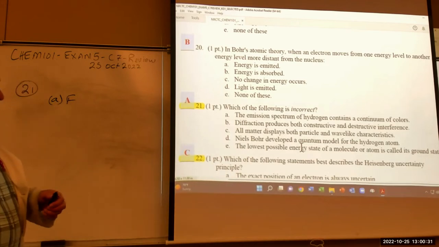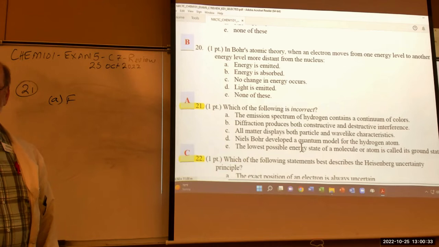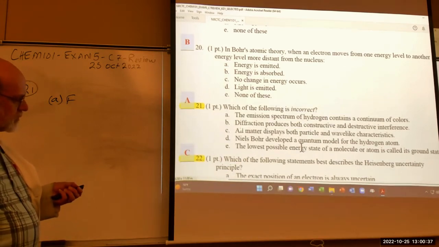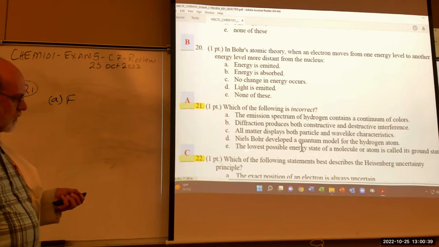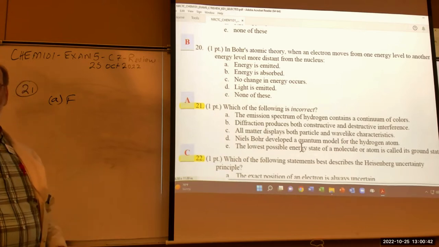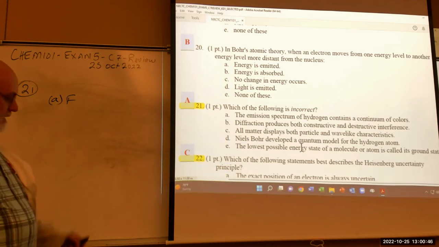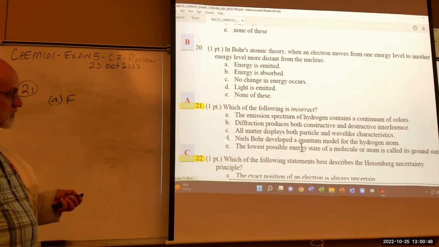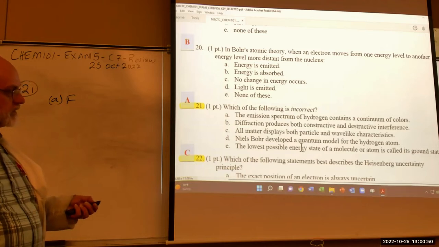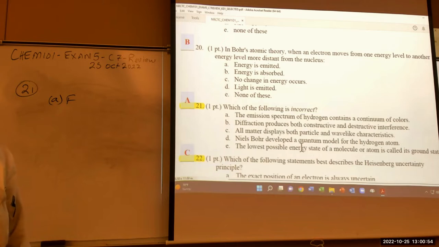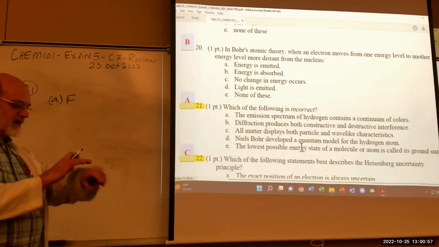Now, if you're pressed for time and you're in the middle of a test, and you look down here and you see these are unique answers, every one of them. When you find the right answer, put it down and go get the next one. So all the rest of these should be true. Diffraction produces both constructive and destructive interference. We haven't talked about interference yet. We could if we had time.